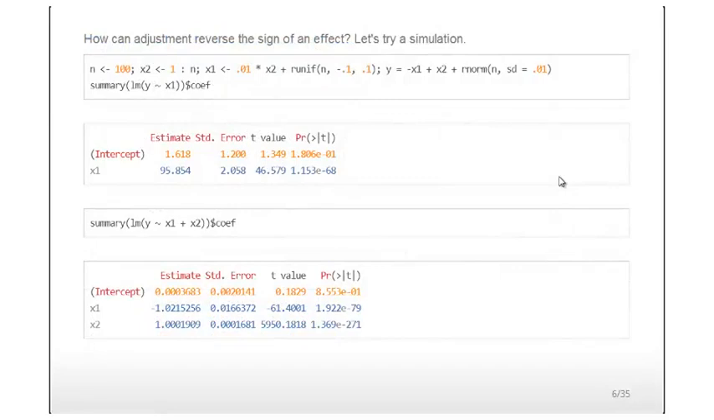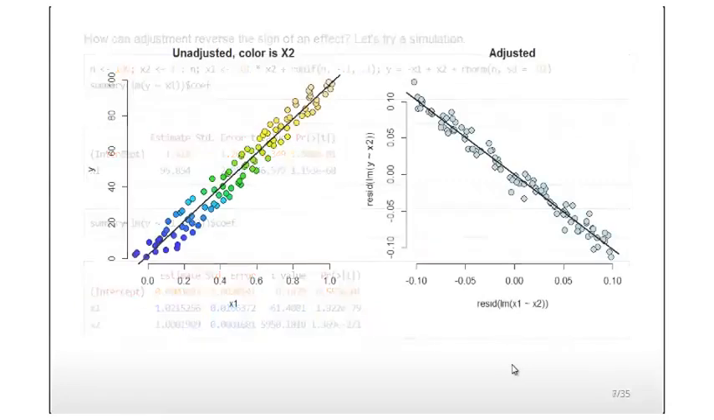One thing that's worth talking about is how an adjustment can reverse the sign of an effect. I go through a simulation here just to prove to you that it can happen. You can look at the simulation settings up here, and what you see is that the relationship between x1 and y is 95, and then after I include x2, it's -1. I did it so that all the p-values are ridiculously significant, 10 to the minus 68 and 10 to the minus 79. So what does this look like?